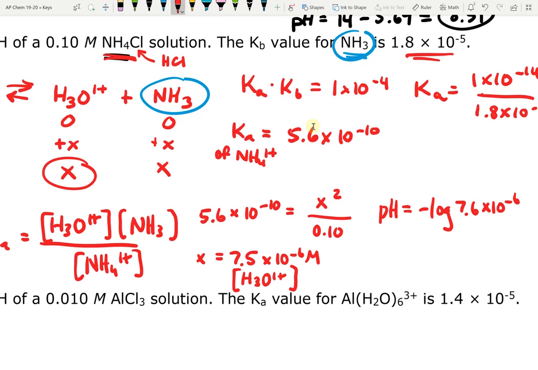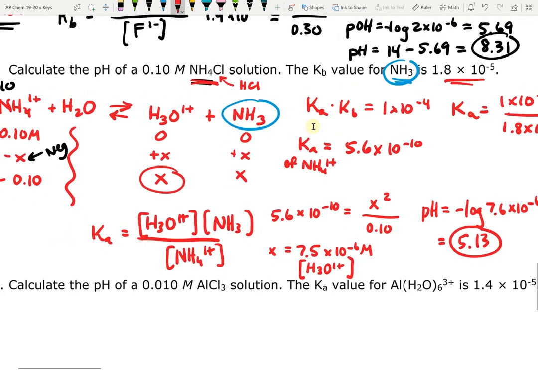If 10 to the negative 6 is our power of 10, we would expect a pH between 5 and 6. The pH always comes within 1 unit of that power of 10, and usually 1 unit smaller in value. So 10 to the negative 6 would give me an inverse log of 5 point something. And so if we do the calculation, we get a pH of 5.13. So this is, as we would predict, an acidic solution.